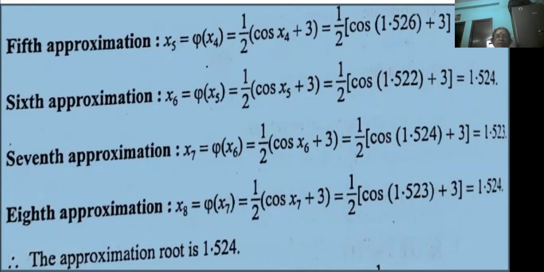And further, the eighth approximation is given by phi at x7, 1 by 2 cos x7 plus 3, that is 1 by 2 times cos of 1.523 plus 3, that is equal to 1.524. Therefore, the approximate root is 1.524. I hope this is clear to one and all.